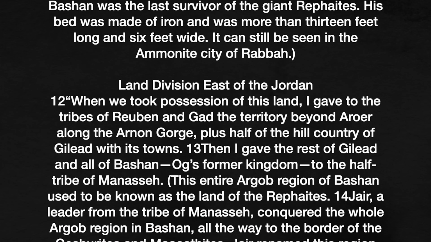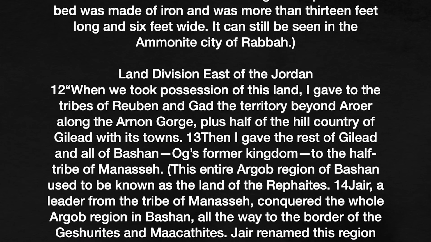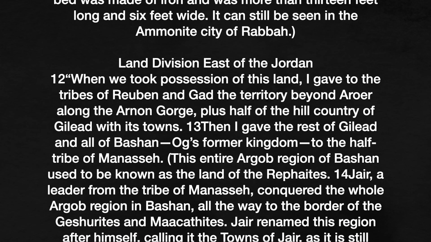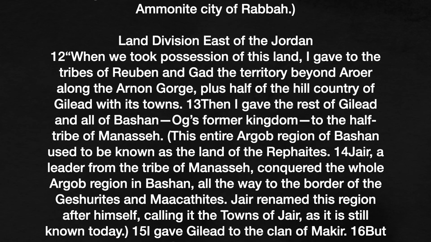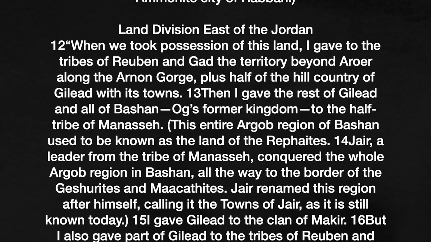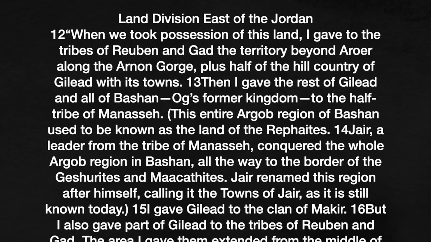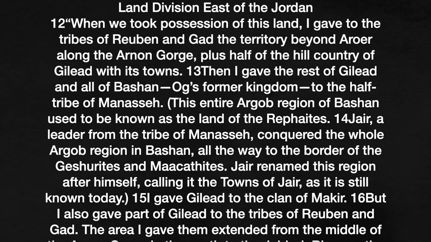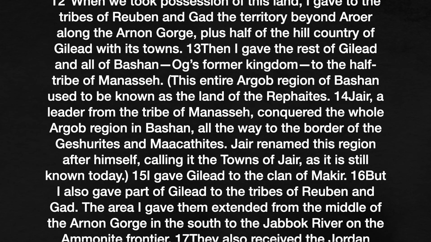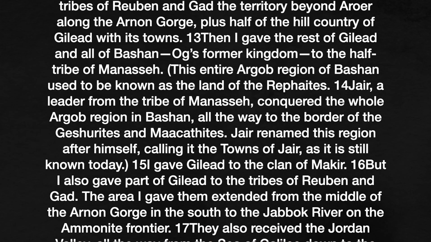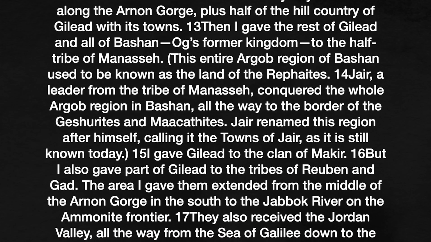When we took possession of this land, I gave to the tribes of Reuben and Gad the territory beyond Aroer along the Arnon Gorge, plus half the hill country of Gilead with its towns. Then I gave the rest of Gilead and all of Bashan, Og's former kingdom, to the half-tribe of Manasseh. This entire Argob region of Bashan used to be known as the land of the Rephaites.